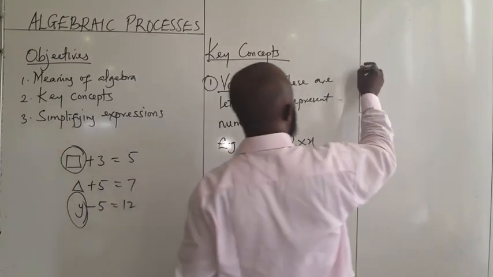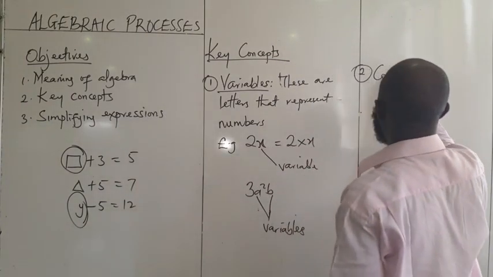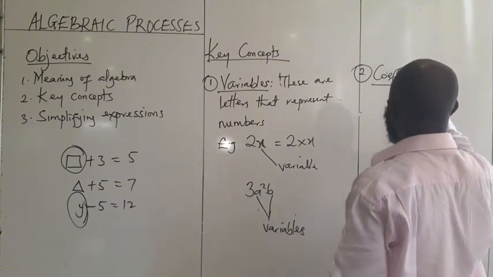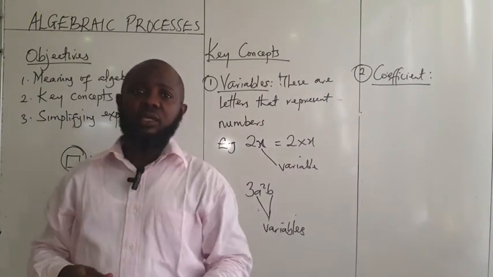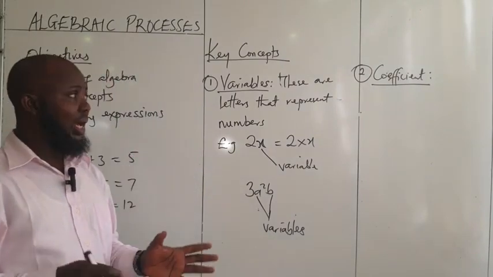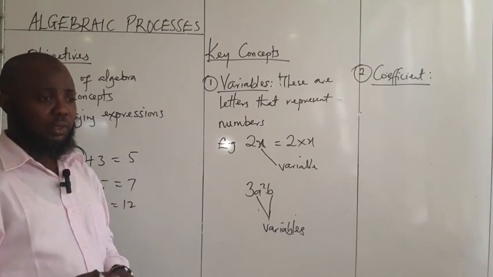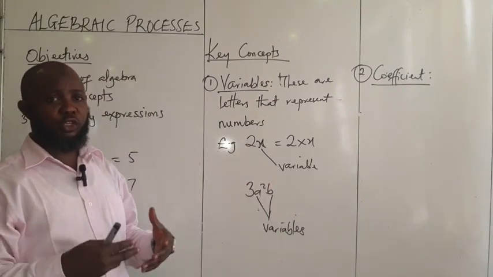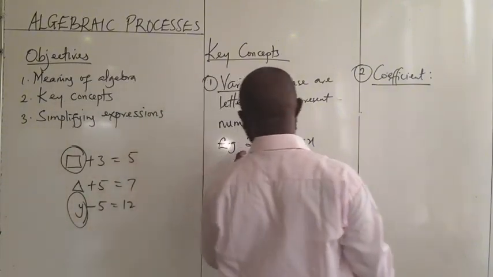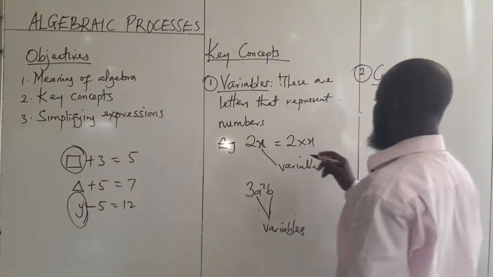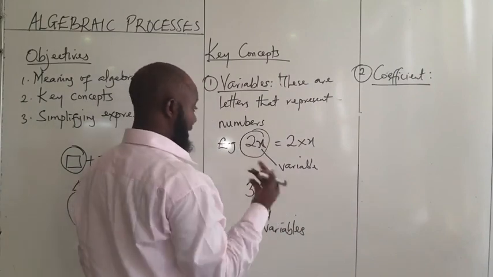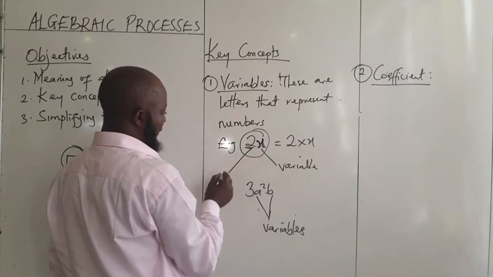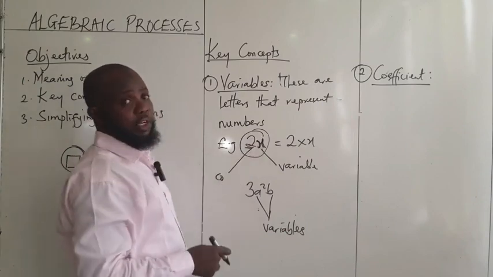The second one is coefficient. Now, coefficient here is the number we have beside a variable, or in front of a variable. For instance, let me pick 2x. It has a name as well, but this 2 here is the coefficient of the variable.